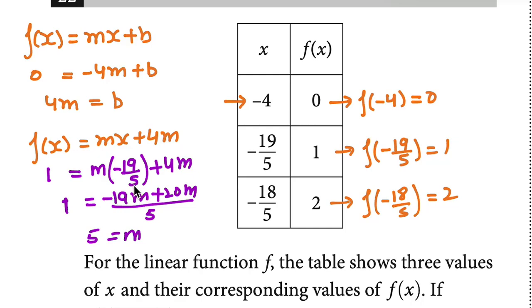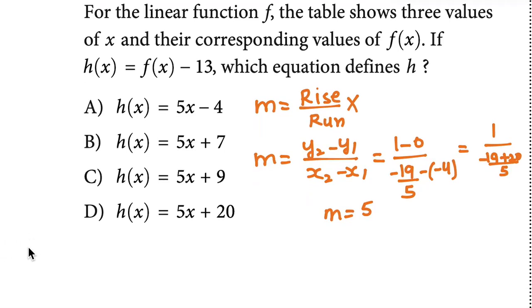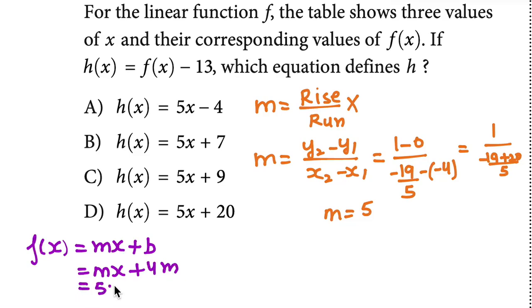So slope can be calculated this way if this kind of data is given, not rise over run, because the graph is not given, and you can also use this. You can use any method. So m is 5. Now if I just plug it in, f of x is equal to mx plus b, and b is actually 4m, so mx plus 4m, and m is 5. So 5x, 5 4s are 20. Now this is a very tempting mistake: h of x is 5x plus 20. You say, oh, this is my answer and this is the option, so that is the correct answer.